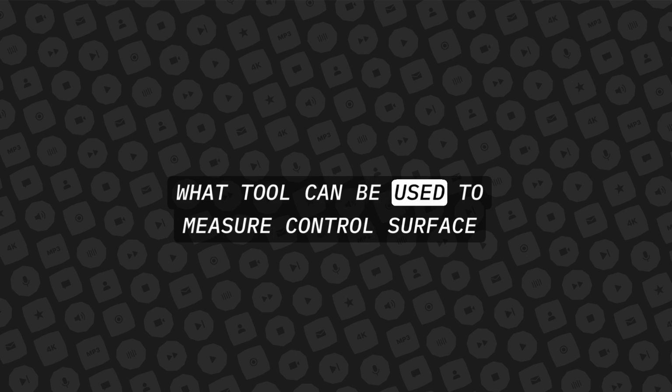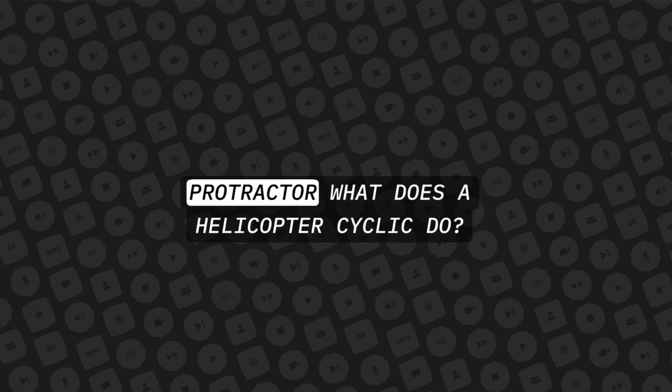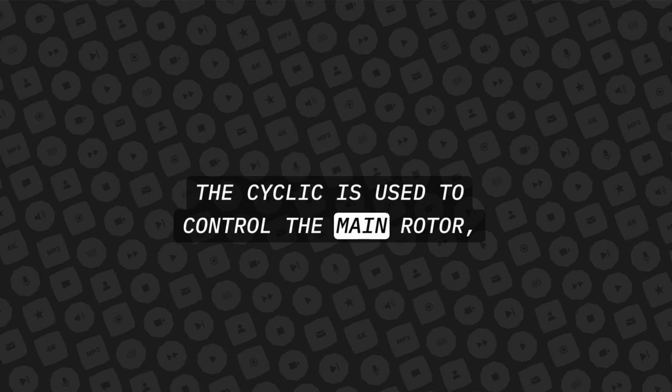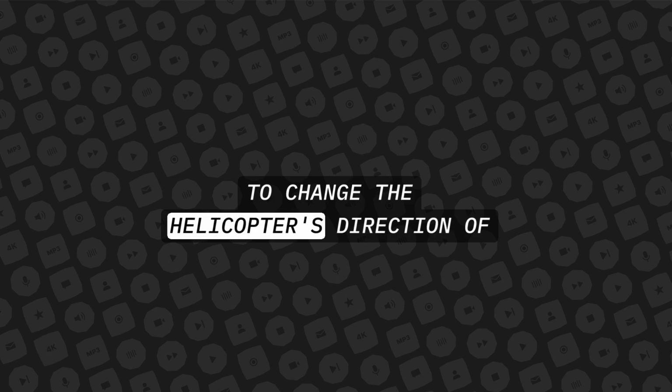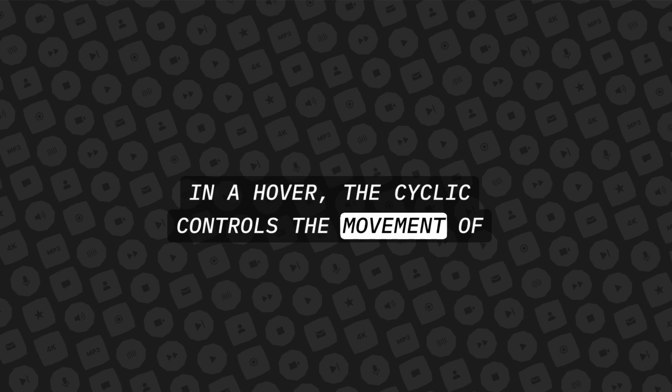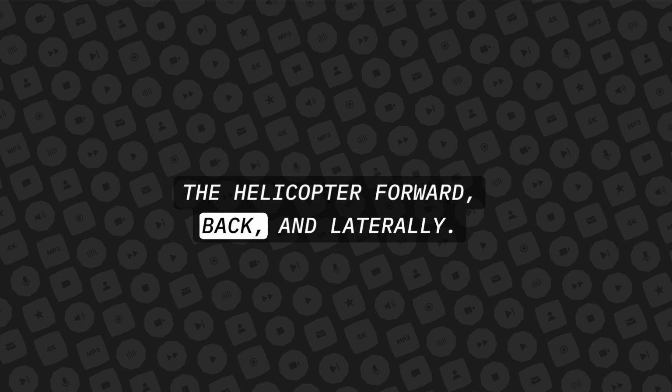What tool can be used to measure control surface travel? A protractor. What does a helicopter cyclic do? The cyclic is used to control the main rotor to change the helicopter's direction of movement. In a hover, the cyclic controls the movement of the helicopter forward, back, and laterally.